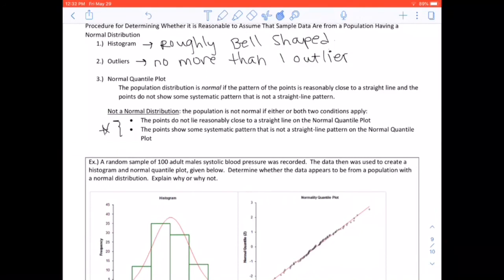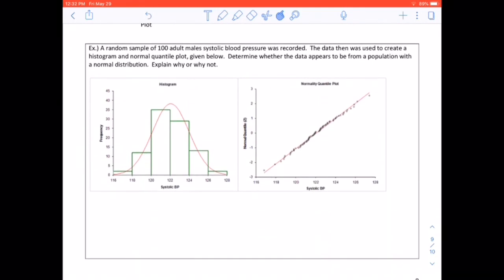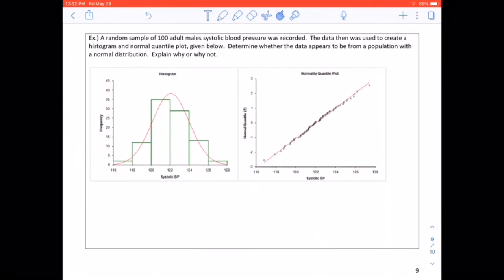So there's an example right below. And it says a random sample of 100 adult males' blood pressure was recorded. The data then was used to create a histogram and normal quantile plot given below. Determine whether the data appears to be from a population with a normal distribution. Explain why or why not. So we have to go ahead and check those three things.